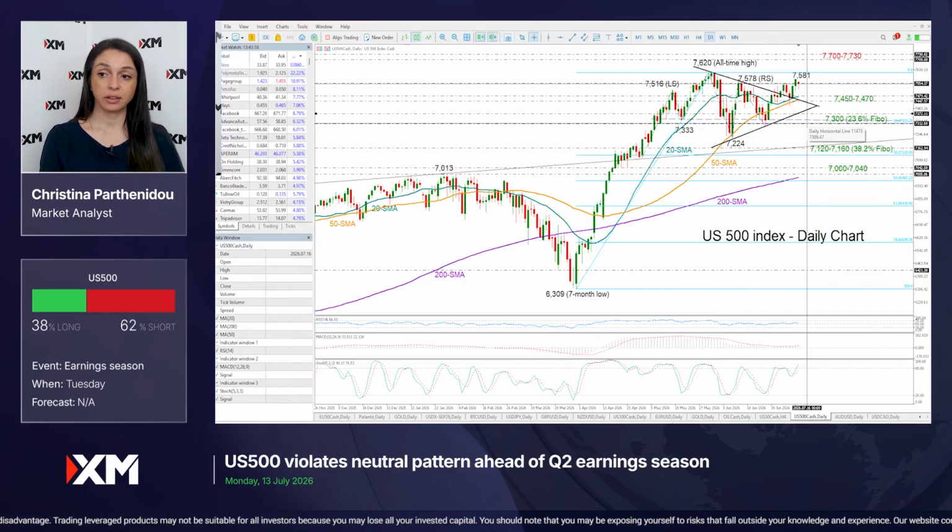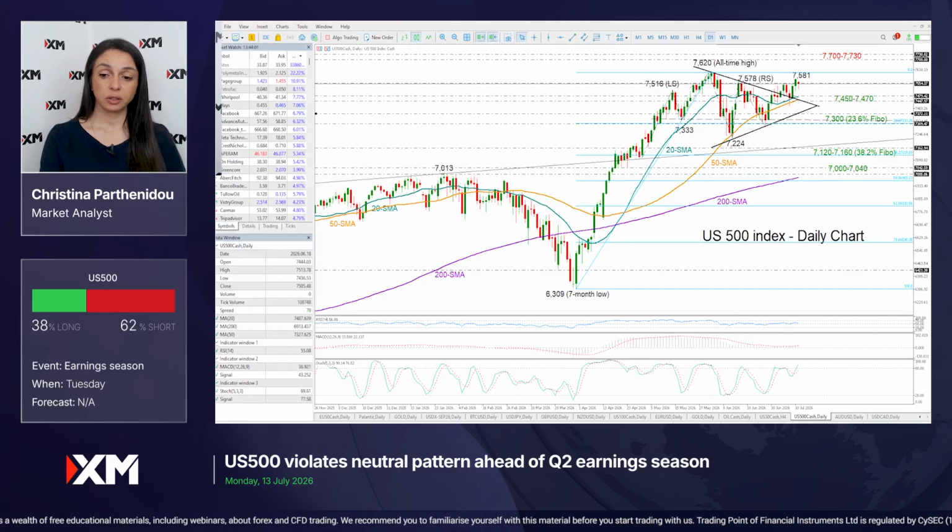Below that, the 23.6% Fibonacci retracement level of this uplift near 7,300 could be another key floor before we face a faster decline towards the 7,120 and 7,160 zone, where the 38.2% Fibonacci level is located.